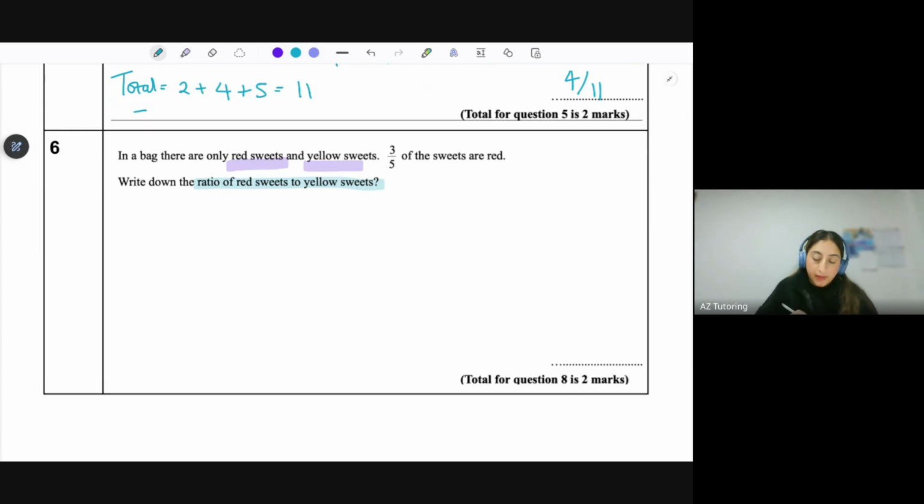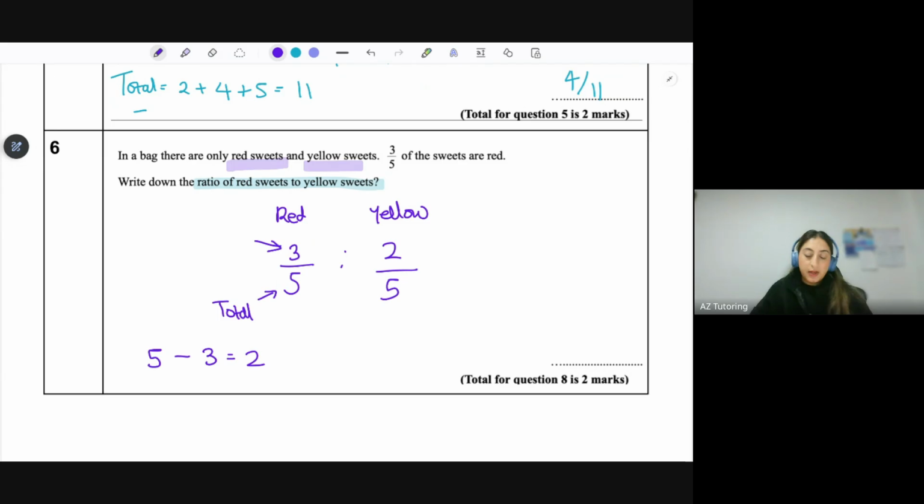So I'm going to write it down in ratio form. So 3/5 are going to be red, and I can see the total is 5. So the amount of yellow sweets is just going to be the total, which is 5, take away the amount which is red, which is 3, which is just 2. Therefore, the amount of yellow sweets is 2 out of the 5.